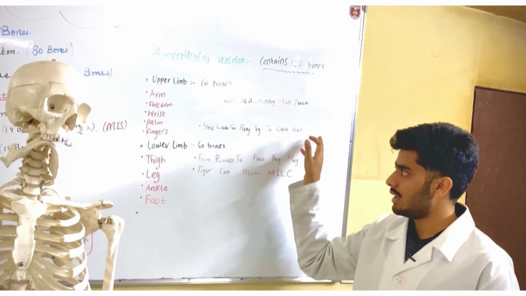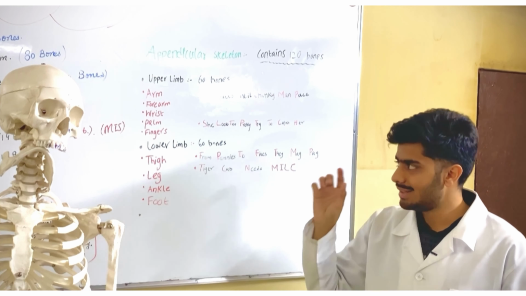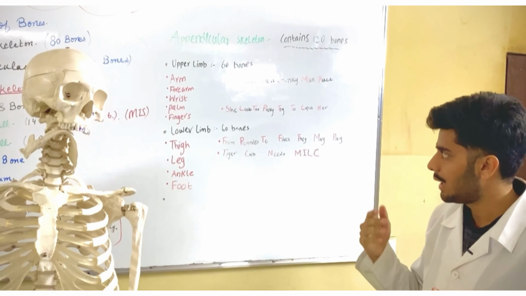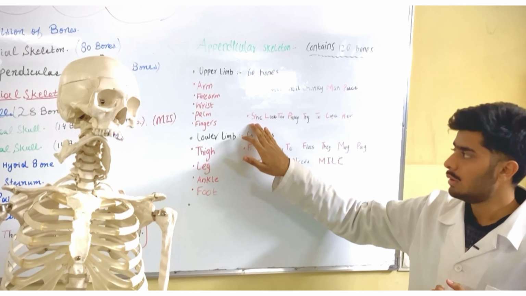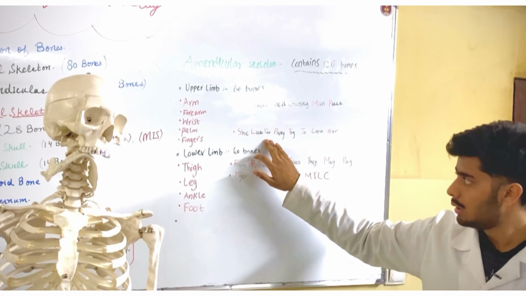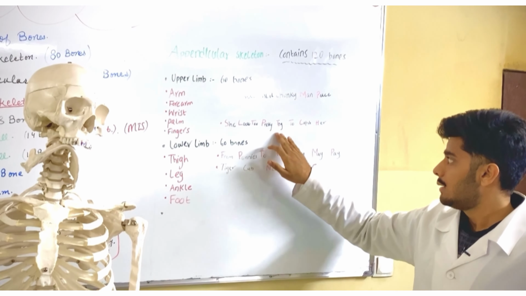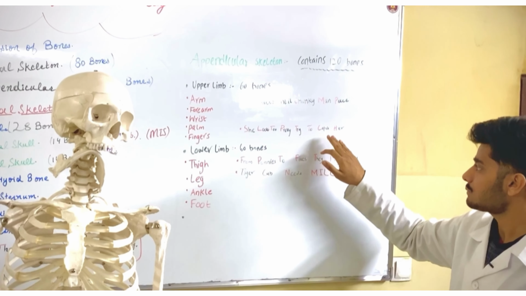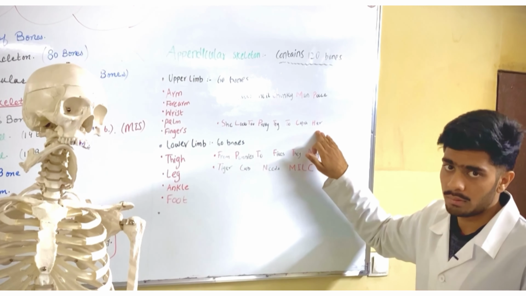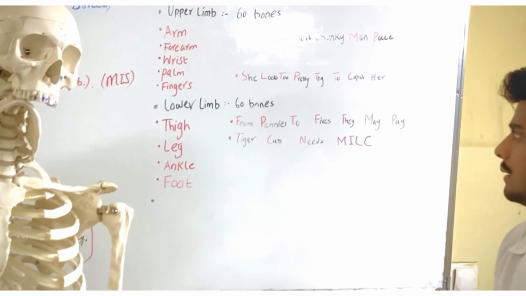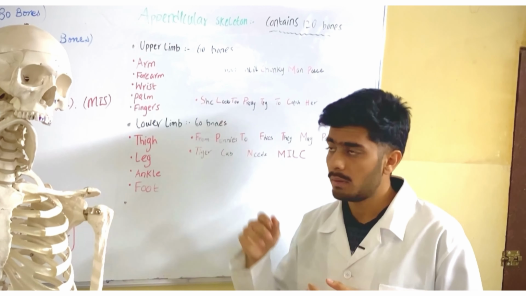These are the names of the bones of the wrist, to keep them in order in our mind. S for scaphoid bone, L for lunate bone, T for triquetral bone, P for pisiform, then trapezium, trapezoid, capitate and hamate. That's all for the upper limb.